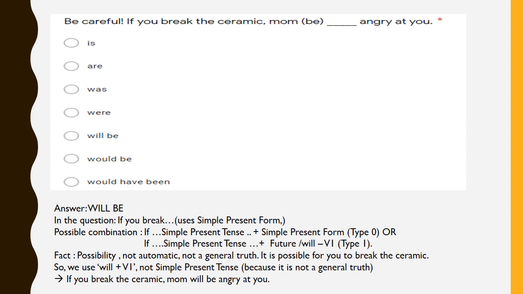The fact is, in this sentence, it is a possibility. Why? Because it does not happen automatically, and it is not a general truth. But it is possible for you to break the ceramic. So, we use will verb 1, not simple present tense, because it is not a general truth. So the answer is, if you break the ceramic, Mom will be angry at you.